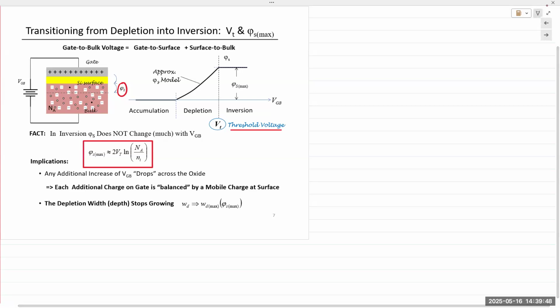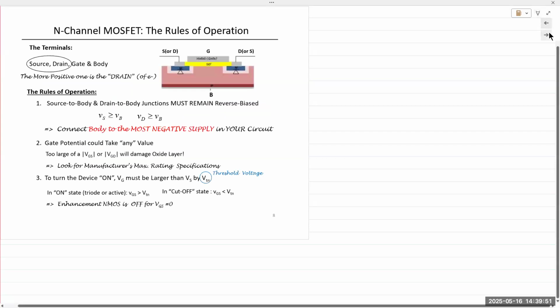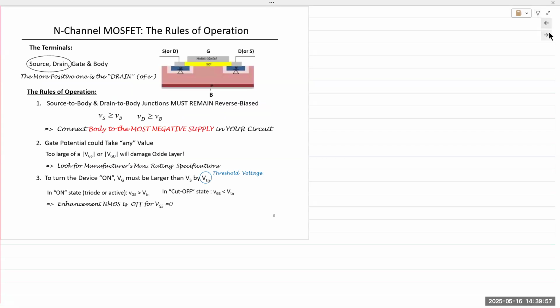All right, so let's look at the N-channel MOSFET and the rules of operation. We have a P-type body. We need to create an N channel because we have N-type regions on either side. First things first: the conduction must take place between the drain and the source, horizontally, along the x-axis in this image, right?